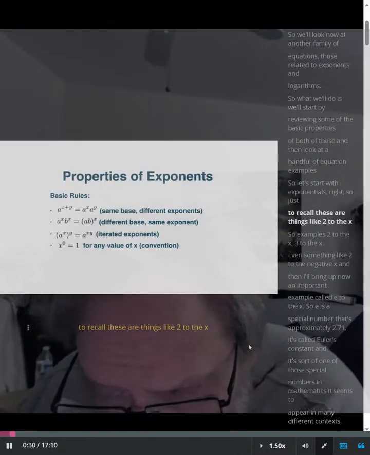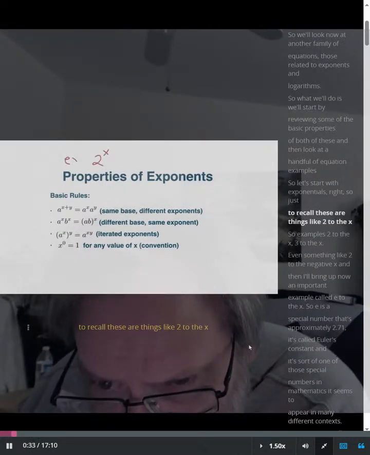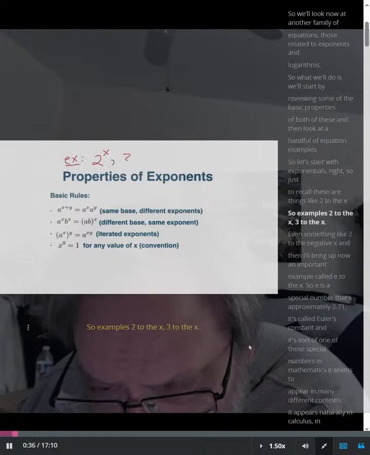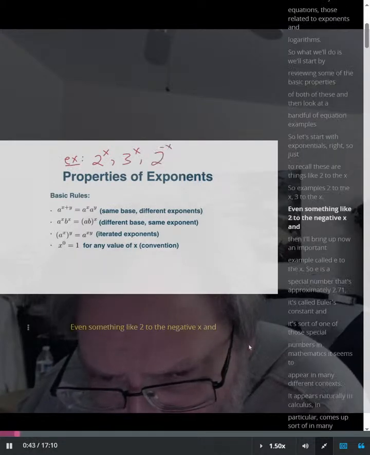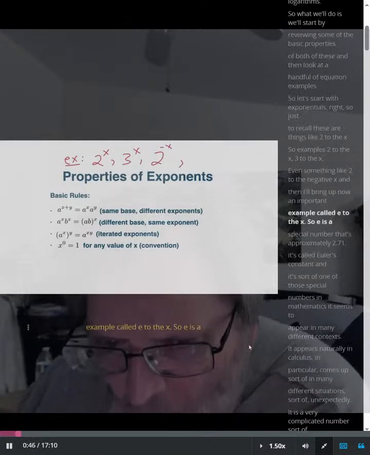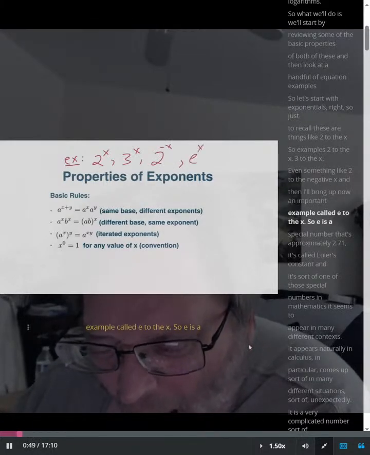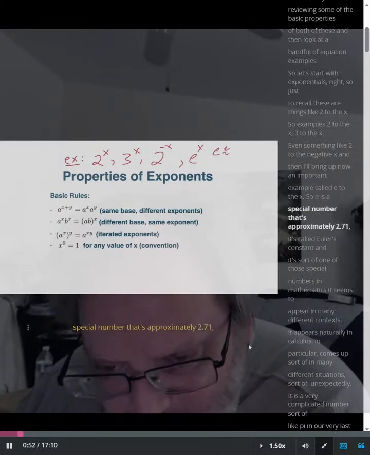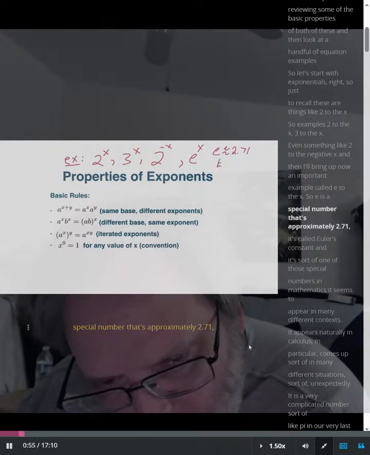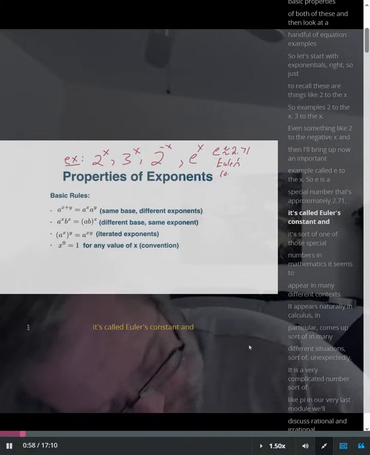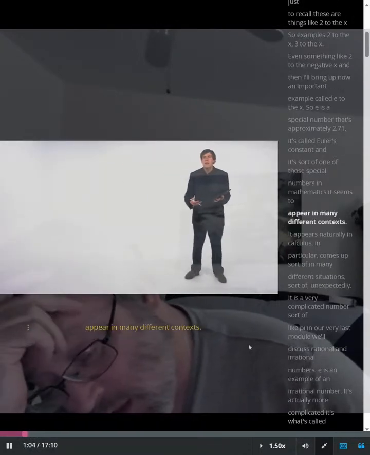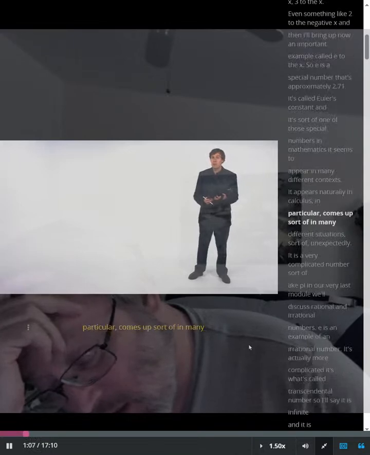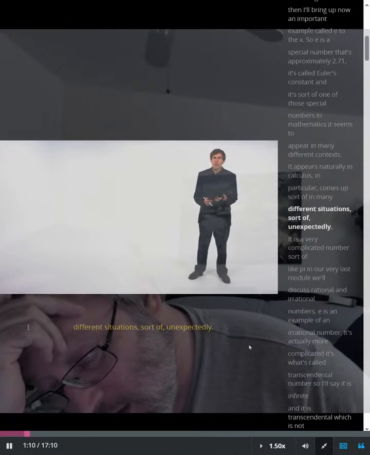Just to recall, these are things like 2 to the x, 3 to the x, even something like 2 to the negative x. And then I'll bring up now an important example called e to the x. So e is a special number that's approximately 2.71. It's called Euler's constant, and it's one of those special numbers in mathematics that seems to appear in many different contexts. It appears naturally in calculus in particular. It comes up in many different situations, sort of unexpectedly.